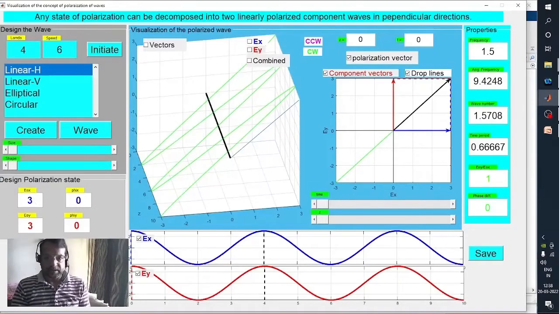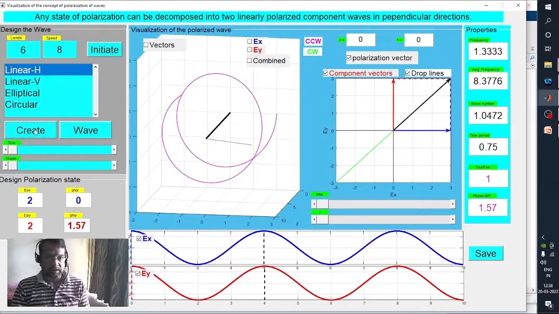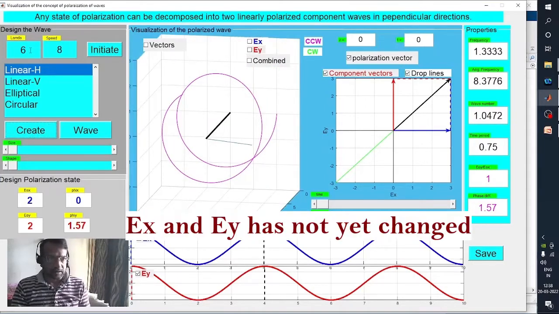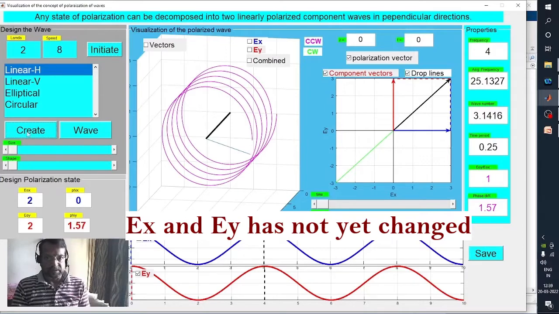Now let us look at the next special case, that is circle. For that, let me take E0x as 2, E0y as 2, phi x I'll keep it as 0 and phi y as 1.57, and lambda let me increase a little bit, speed also a little bit change, or lambda let me decrease it further to make it more easy to visualize. It looks like this.